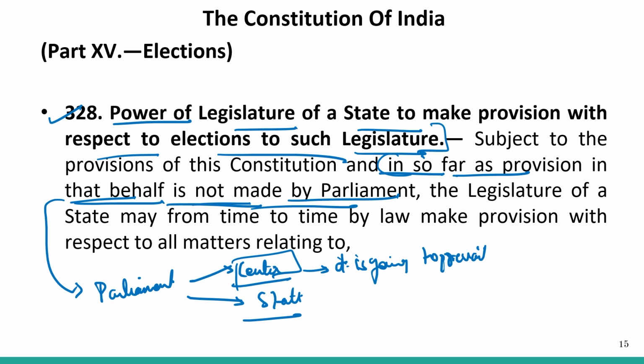There are certain areas on which the state shall make the laws, and then there are certain areas on which both the state and the center can make the laws, but obviously the central laws will prevail. And this is what federalism is all about, as we discussed when we talked about the preamble. So when we talk about parliament and elections, if there is any rule that has been made by the center, that rule is going to prevail.